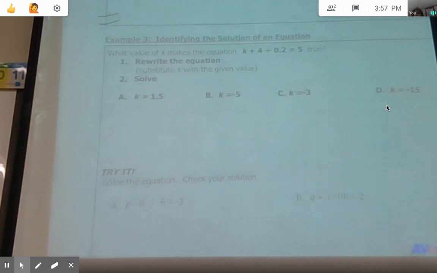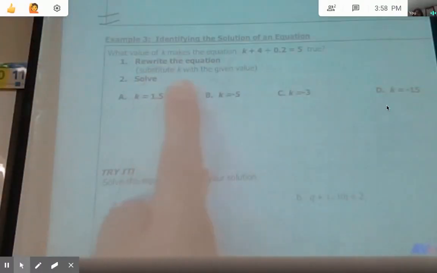It says, what value of k makes the equation k plus 4 divided by 2/10 is 5 true? So we're trying to determine of these 4 answers, which one is correct. So there's 2 ways you could actually do this. You could take the equation, and instead of the k, you could substitute each one of these answers in to see if you can find the correct one and then circle it.